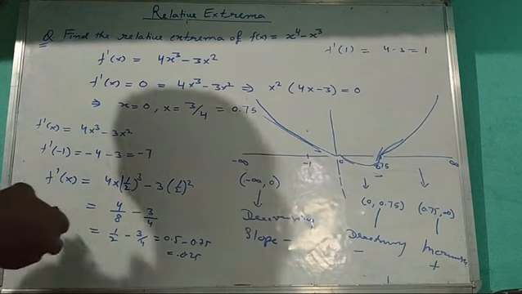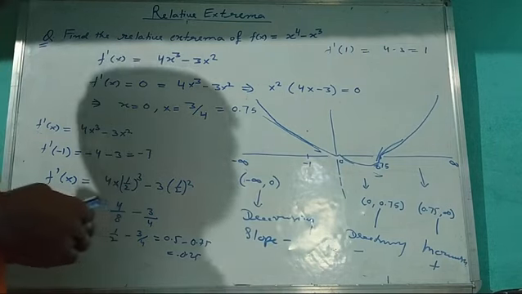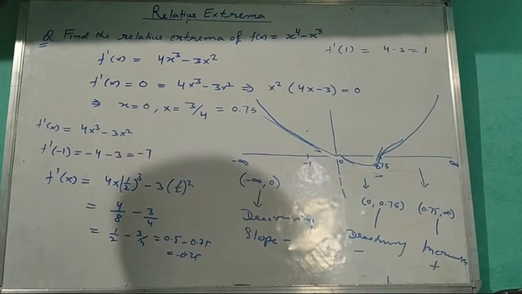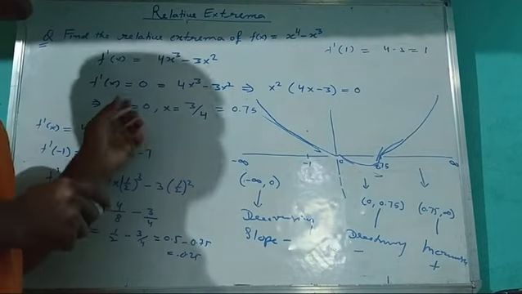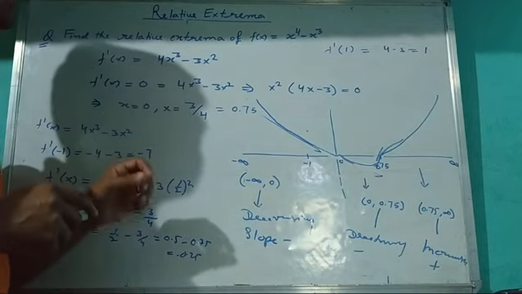So this is all about the critical points, the decreasing and increasing of the function, and the relative extrema, the relative minimum and maximum value of the function.